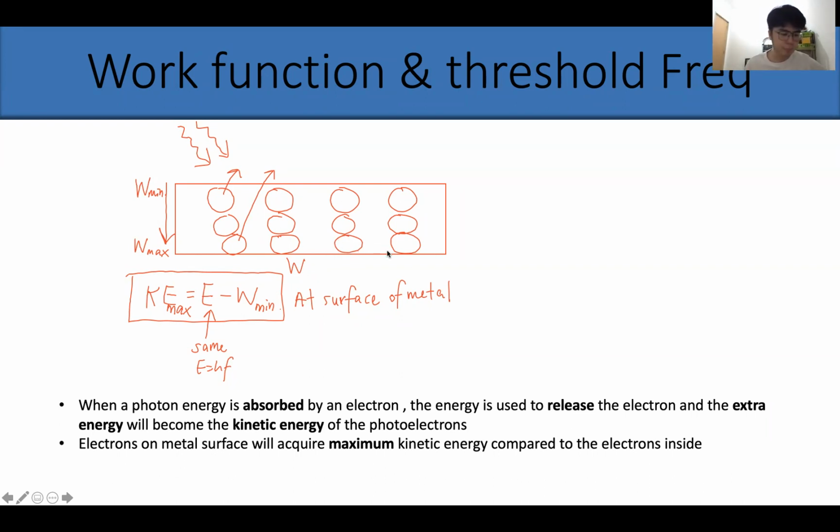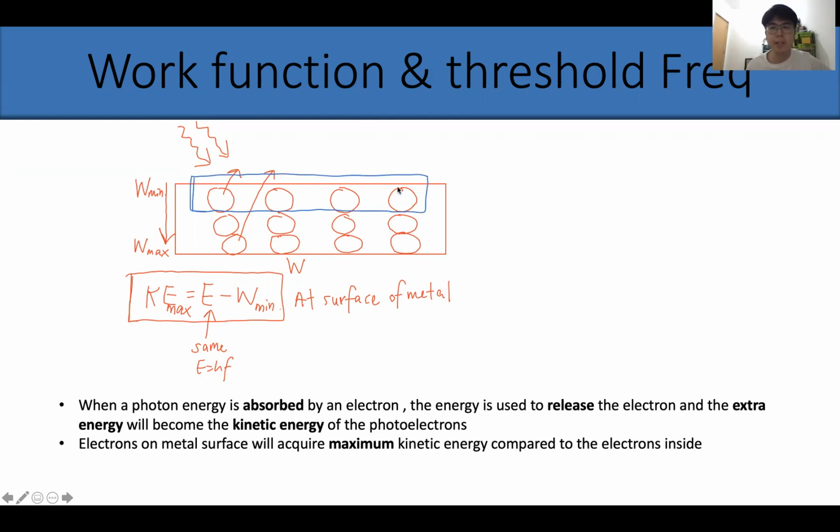I repeat, electrons at the first layer, the outermost surface, get the maximum kinetic energy. Electrons one layer deeper get slightly less compared to the first layer. Electrons in the third layer, less and less and less, because of the work function. So whenever you see this Ke max, then you know we are assuming the photon emission happening at the surface of the metal.